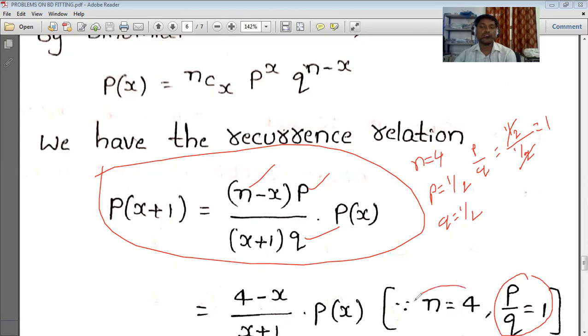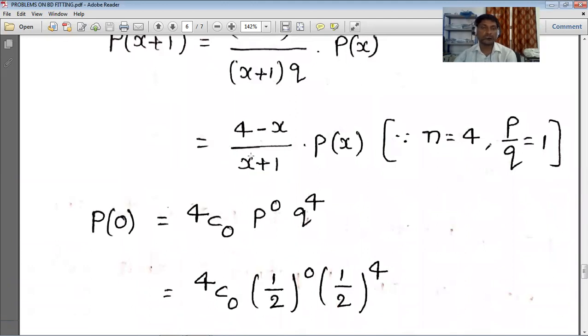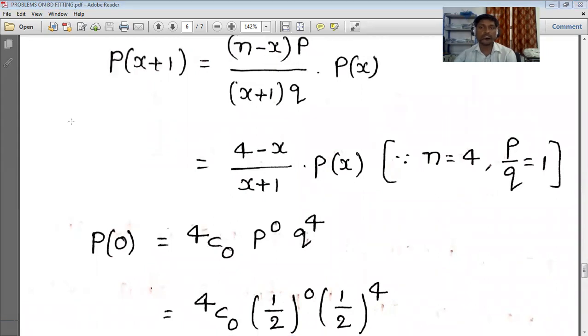And already they gave in the problem the number of trials n is equal to 4. So now we are substituting n and P by Q as 1, and this is the remaining one: P of x plus 1 is equal to (4 minus x) by (x plus 1) into P of x. What about P of x? P of x is nothing but nCx p power x q power n minus x.